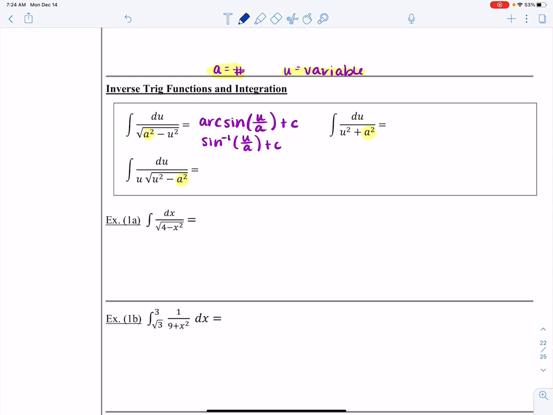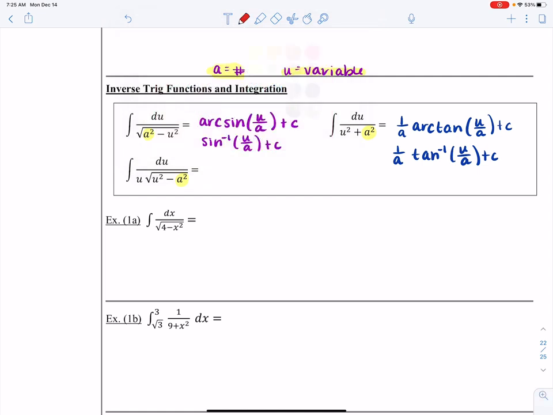When I see u squared plus a squared, just like when I saw 1 plus a squared, that was tangent, but there's a catch here. We're going to throw a 1 over a in front of this. So 1 over a arc tangent u over a plus c. Remember, alternatively, I could write 1 over a tan inverse of u over a plus c.